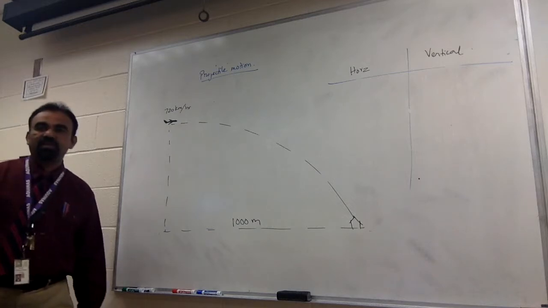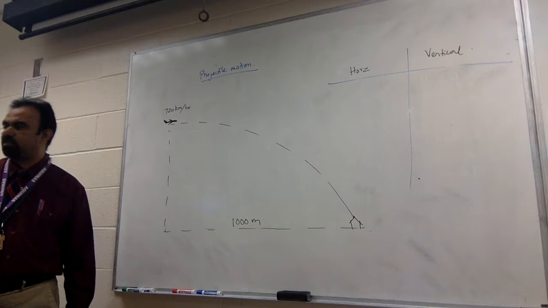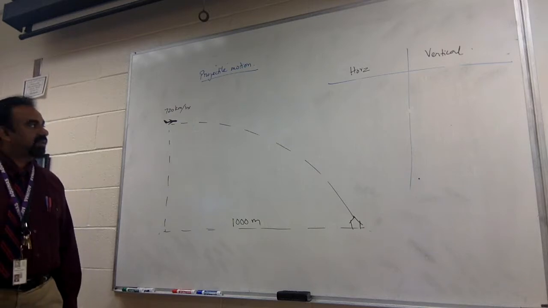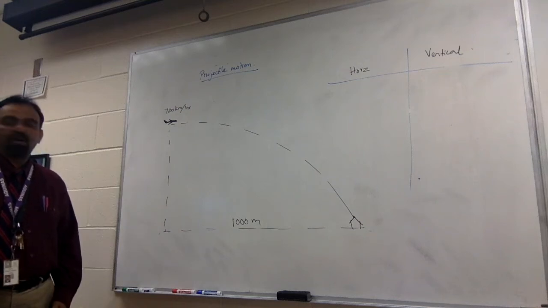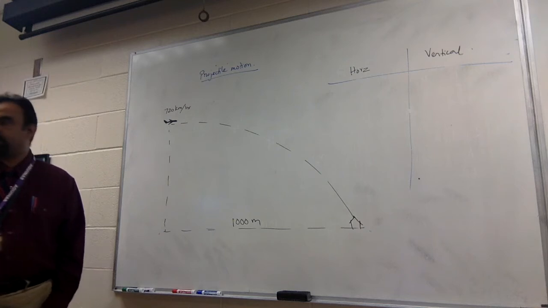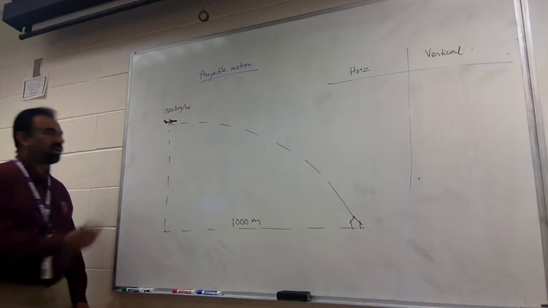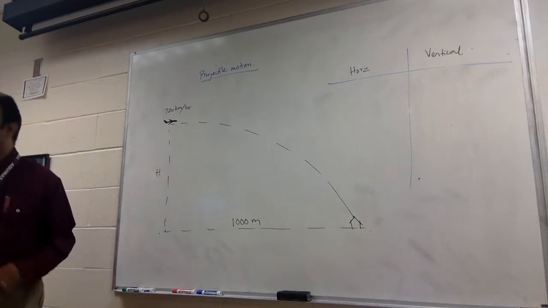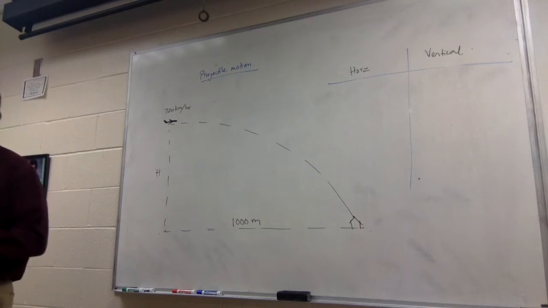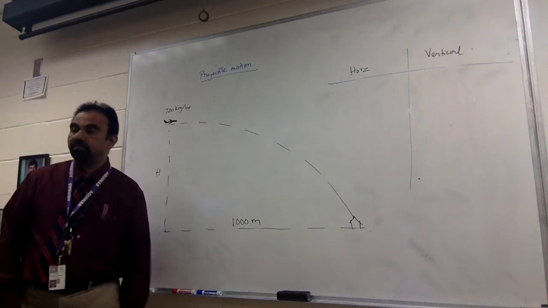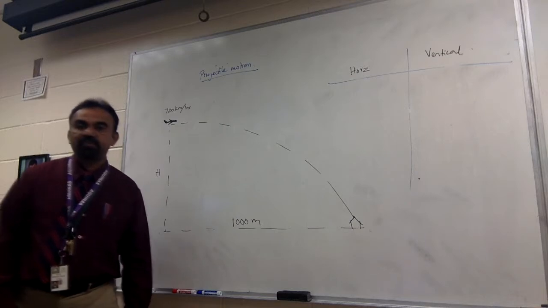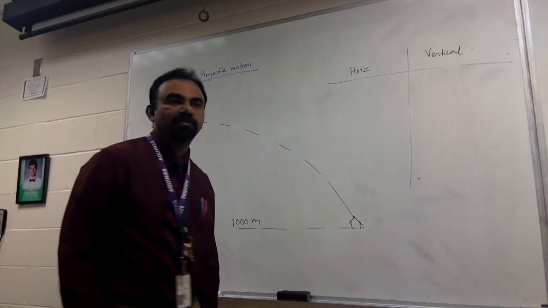A bomber traveling at 720 kilometers per hour. You should write the words as well, not just the pictures. A bomber traveling horizontally at 720 kilometers per hour intends to drop a bomb on a target 1,000 meters away. What height should the bomber be flying when dropping the bomb? At what height should the bomber be traveling when dropping the bomb? I'll give you a little time, just work it out. Try to see if you can manage it.